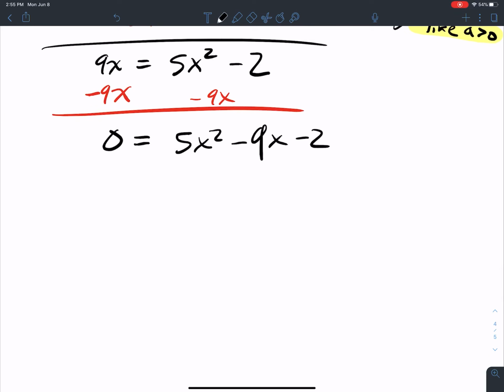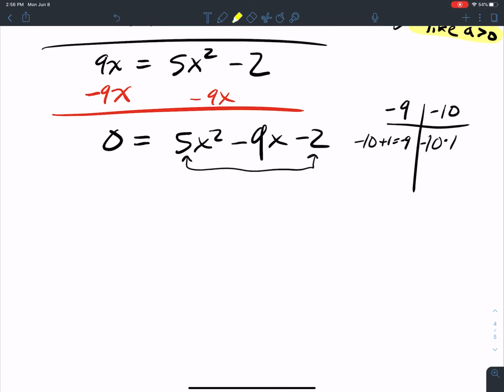So, AC method, I need to multiply the first and the last together. What do I get? I get negative 10 and add to negative 9. Oh my goodness. Well, 10 times 1 gets me 10, but I need negative. So if I make that negative 10 and then plus 1, that gets me negative 9. Bingo, that's what I wanted. Okay, so this needs to be 5x squared plus 1x minus 10x minus 2, all equal to 0.